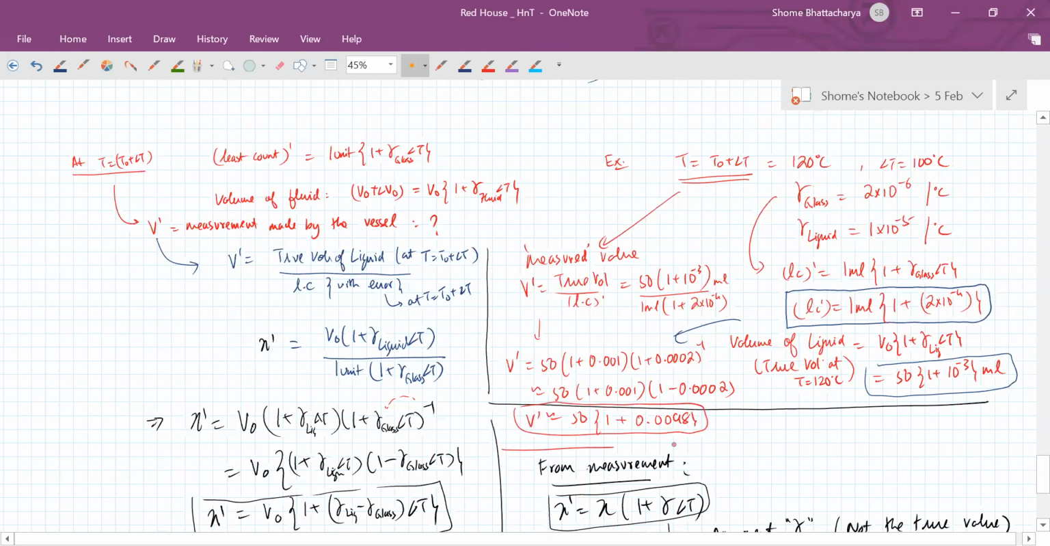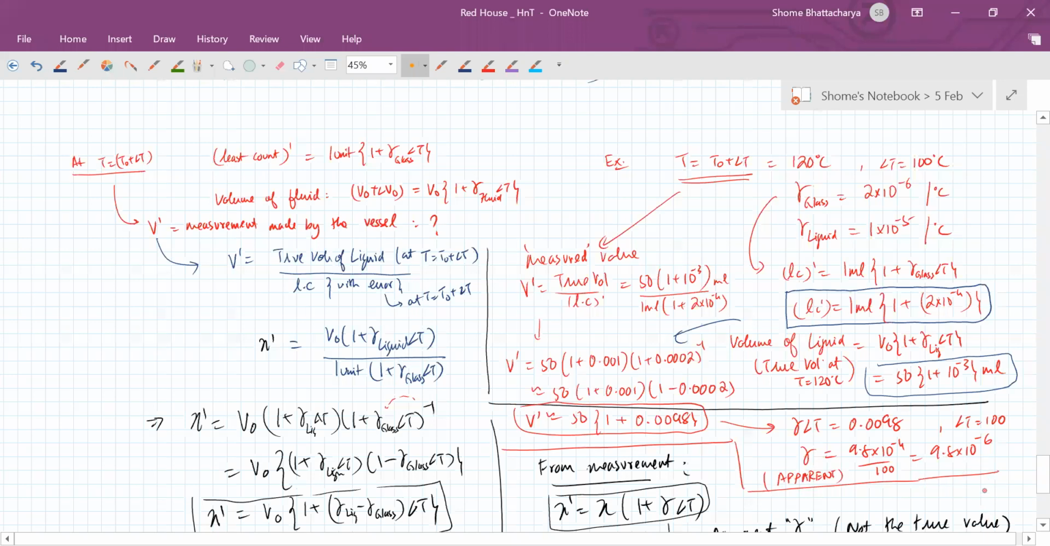Okay, so from this you can see that the apparent gamma is 0.0098. Okay, and delta t was 100. So the apparent gamma is how much? It is 9.8 into 10 raised per minus 4 divided by 100. So it is 9.8 into 10 raised per minus 6. So this is the apparent gamma. Whereas the true gamma of the liquid was how much? It was 1 into 10 raised per minus 5.